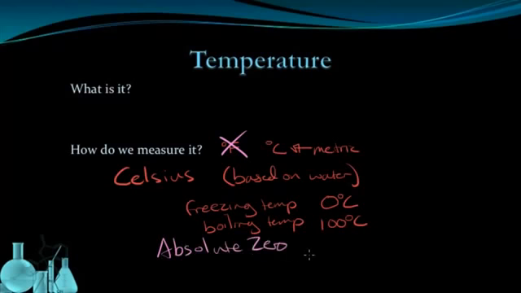Now this is a theoretical temperature because we haven't been able to get to absolute 0. But based on overwhelming experimental evidence, we basically figured out that absolute 0 should occur at negative 273.15 degrees Celsius.